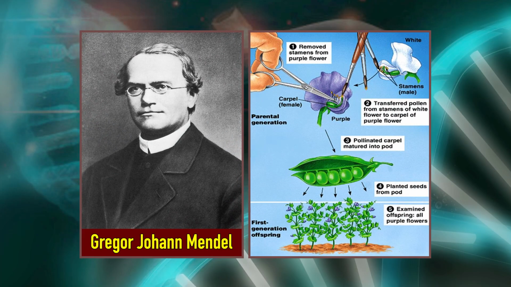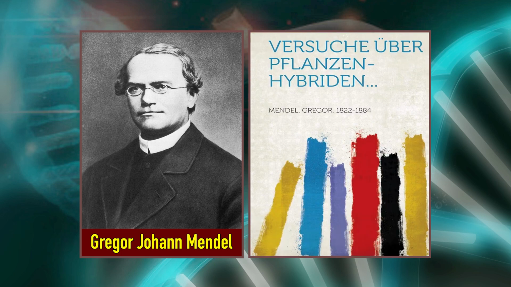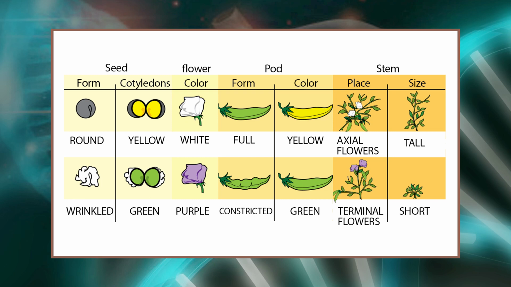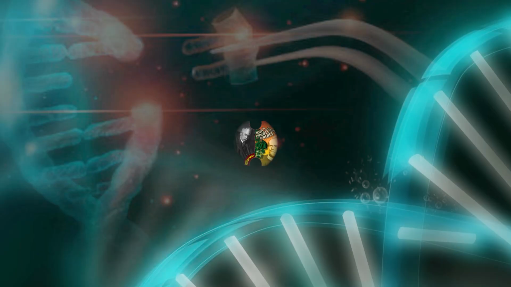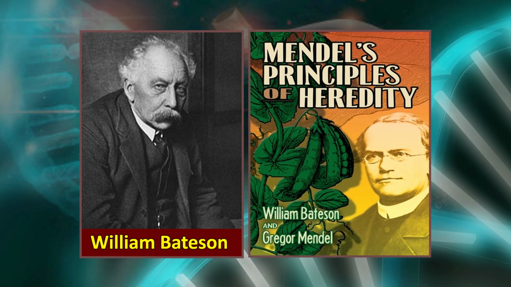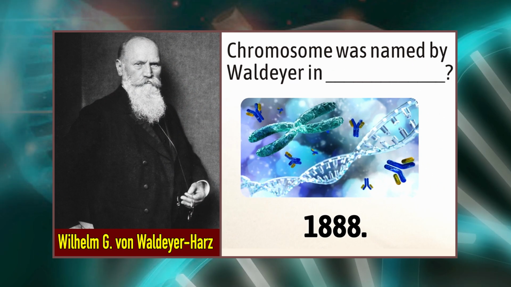Gregor Johann Mendel, experimenting with peas, announced his work on plant hybrids in 1866, as Versuche über Pflanzen-Hybriden, and set up the paradigm of Mendelism. But it was not until the 20th century that William Bateson, in 1906, rediscovered Mendelism and named it genetics, and influenced the British medical societies. In 1888, Wilhelm von Waldeyer-Hartz introduced the term chromosome.